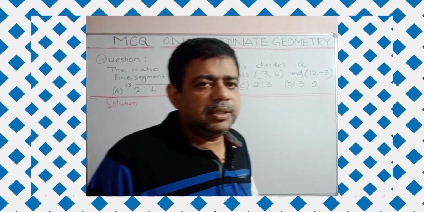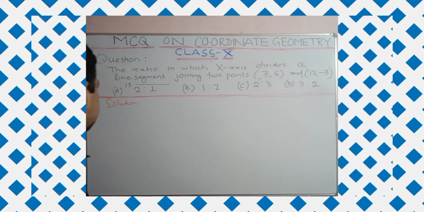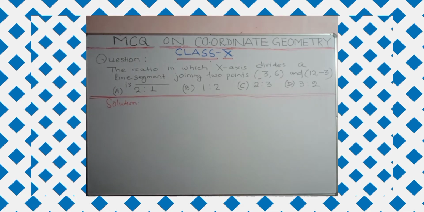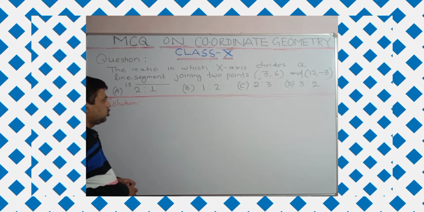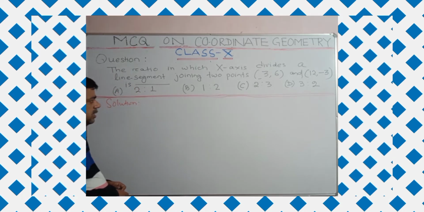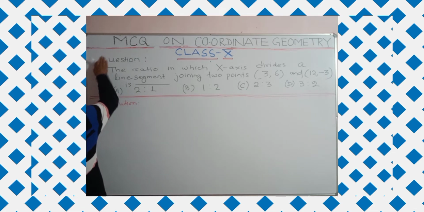Okay, and let's see the first question I am discussing here. The question is: the ratio in which the x-axis divides a line segment joining 2 points whose coordinates are (3, 6) and (12, -3) is: option A is 2:1, option B is 1:2, option C is 2:3, option D is 3:2. Okay, understand?